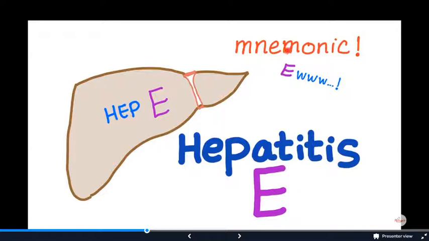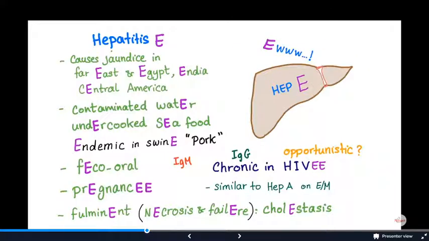Hepatitis E mnemonic. The E mnemonic, also known as the EW mnemonic, coming up. Hepatitis E. Remember, EW. It causes jaundice in the Far East, Egypt, and by Egypt I mean Africa. And by the way, Egypt is my home country. India, Central America, contaminated water. Ew, contaminated is ew.